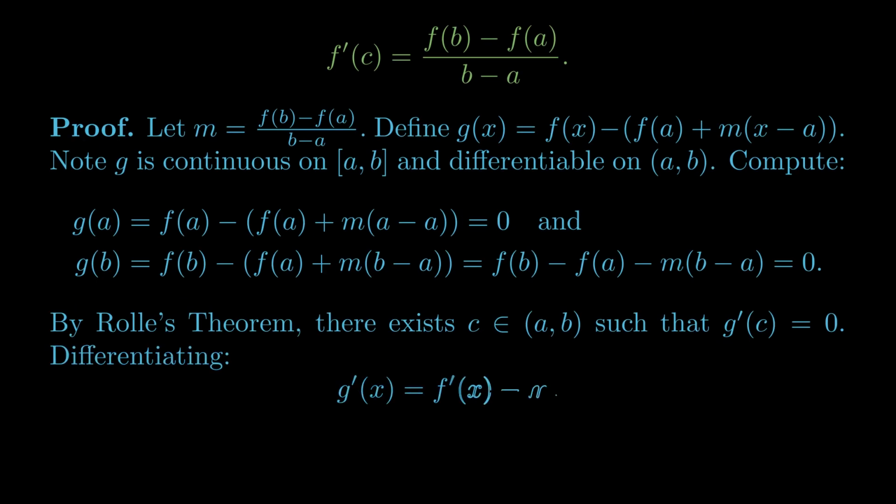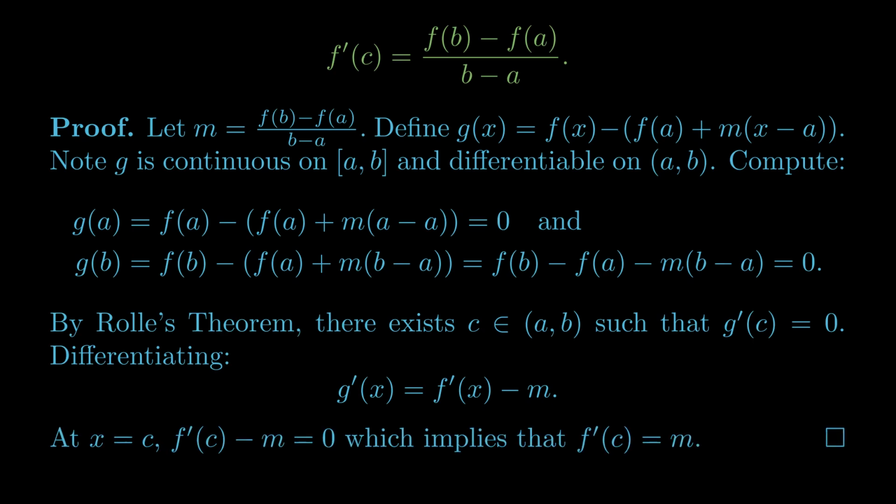Differentiating the definition of our function g, we get that g'(x) equals f'(x) minus m. Evaluating at x equals c, f'(c) minus m equals 0, which implies that f'(c) equals m, proving the mean value theorem. Let's see an example that demonstrates how this mean value theorem can be used to prove other things.